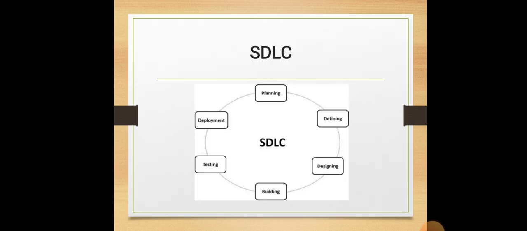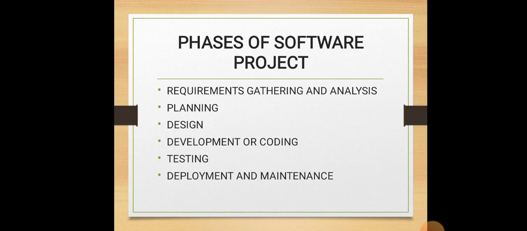Okay, software development lifecycle. A software project is made up of a series of phases. These are the phases available in the software development lifecycle. First, we have requirement gathering and analysis. During requirement gathering, the specific requirements of the software to be built are gathered, and they should also be documented. That is requirement gathering and analysis.